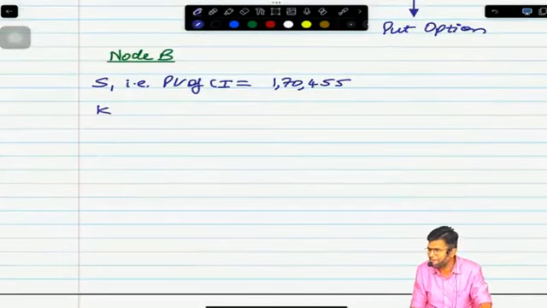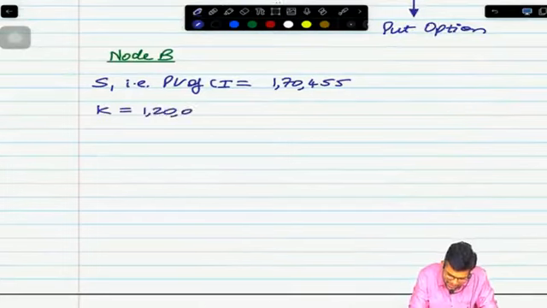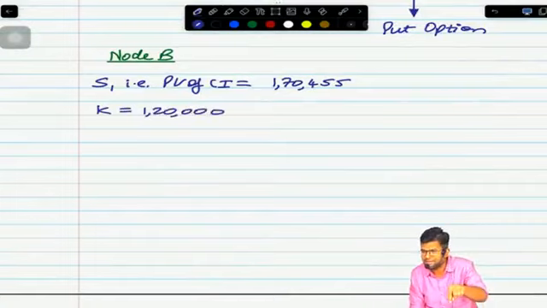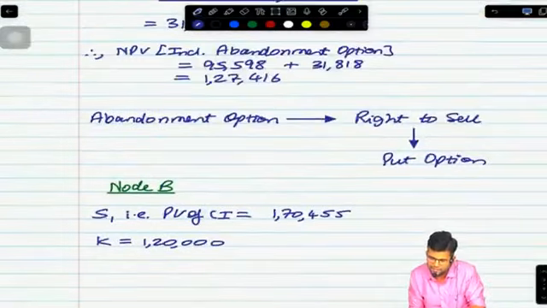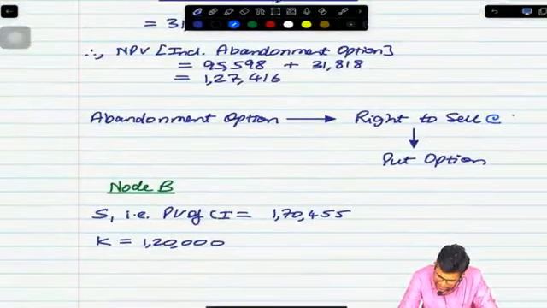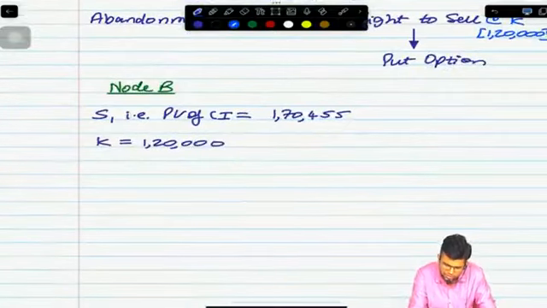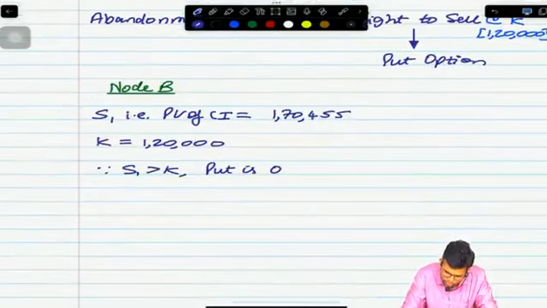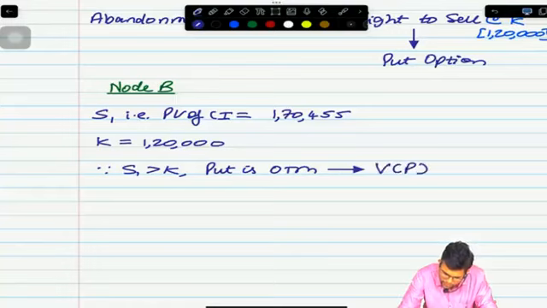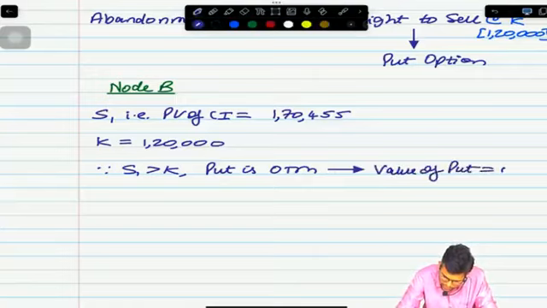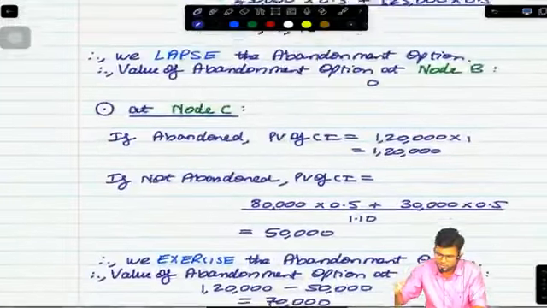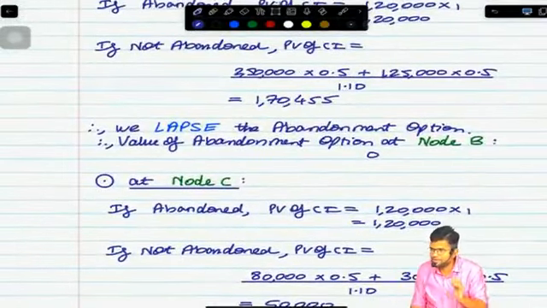K, you know what is K? Very good. K is 1,20,000. It is the strike price. It gave you a right to sell at the rate K, which was 1,20,000. Is it making sense? Do you realize since S1 was greater than K, the put is OTM? The value of put is equal to 0. We got the value of abandonment also 0. I hope everyone is getting clarity.